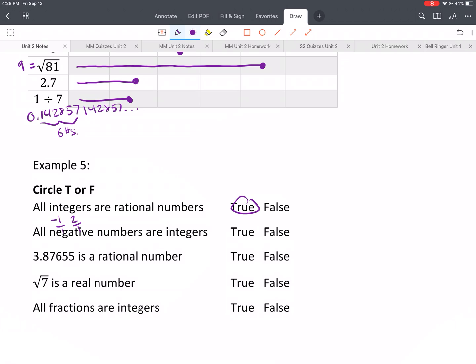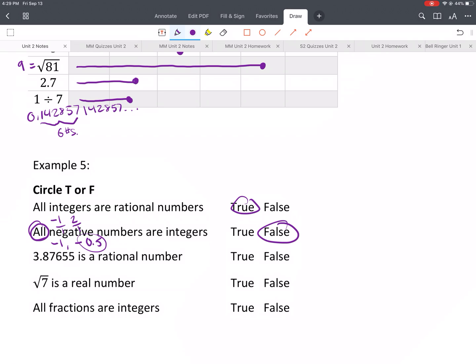Next we have: all negative numbers are integers. Negative numbers are like -1, -2, etc. Okay, maybe I should have given another example. Another negative number could be -0.5, and -0.5 would not be an integer. Since we're talking about all, we'd need to say false, because some negative numbers are integers, but some of them are not.